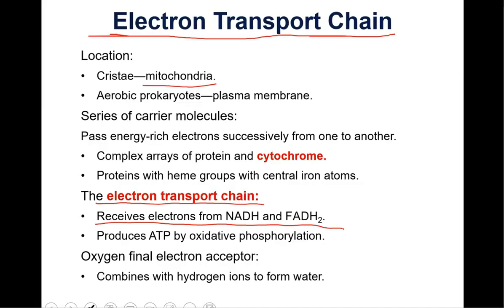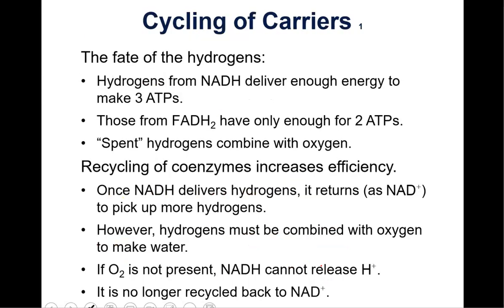And then the electron transport chain produces ATP by a process called oxidative phosphorylation. And the final electron acceptor molecule is oxygen. What happens is oxygen combines with hydrogen ions and electrons to form water. So actually water is formed during the electron transport chain.